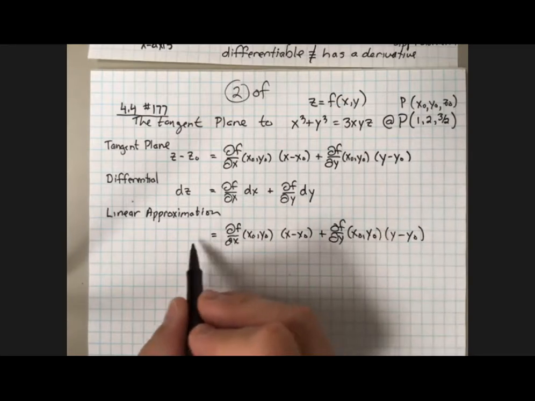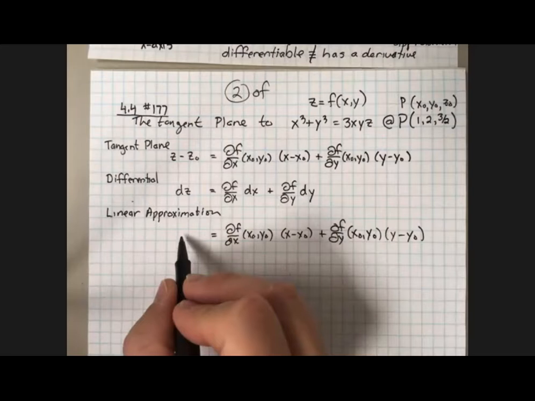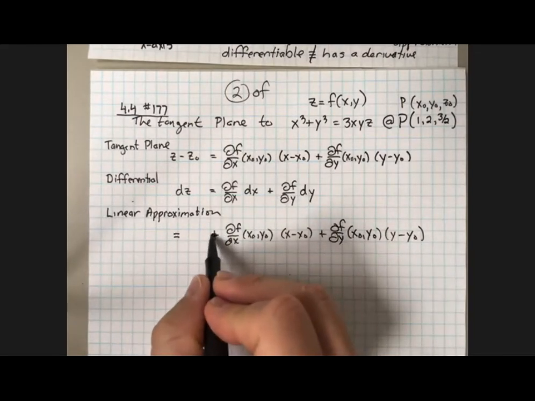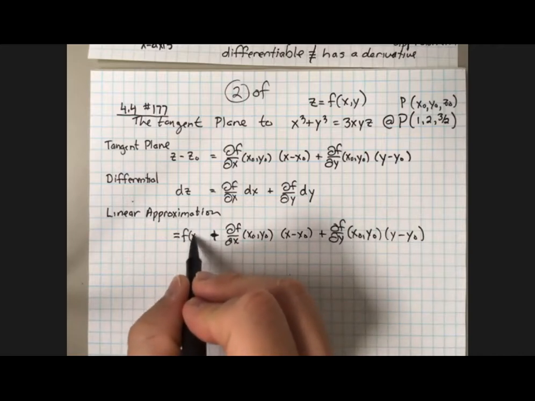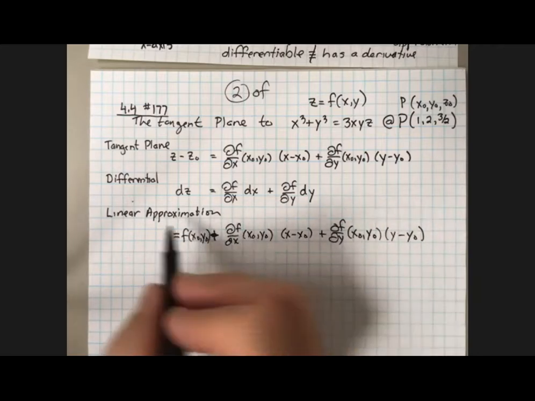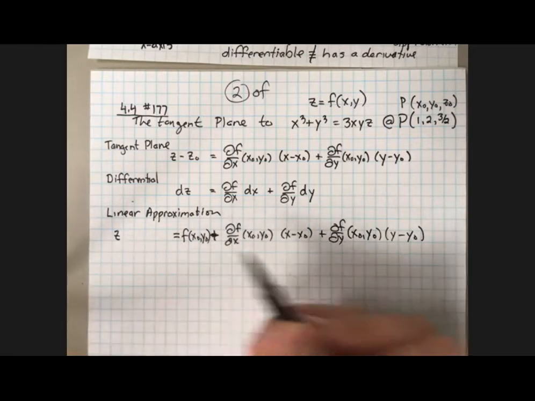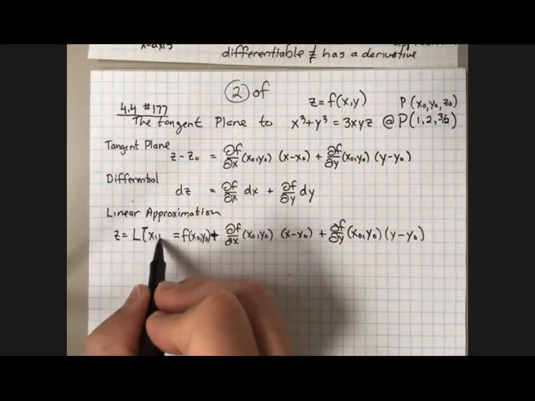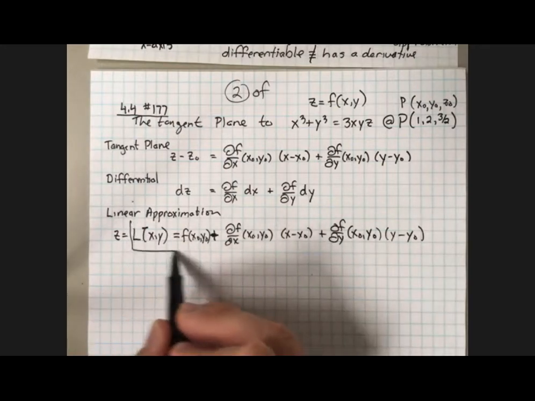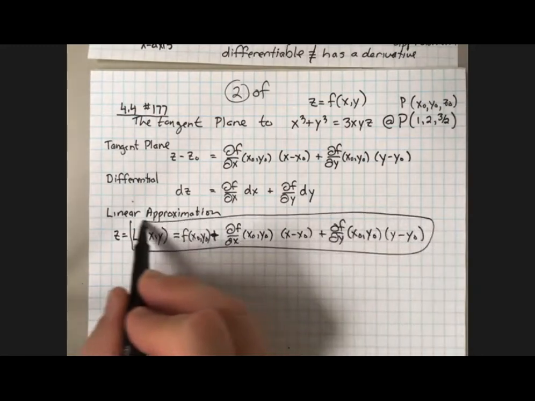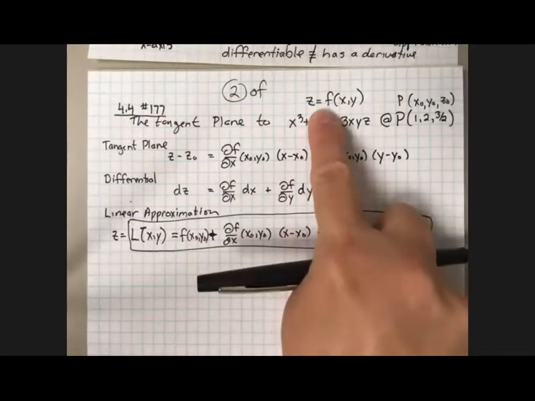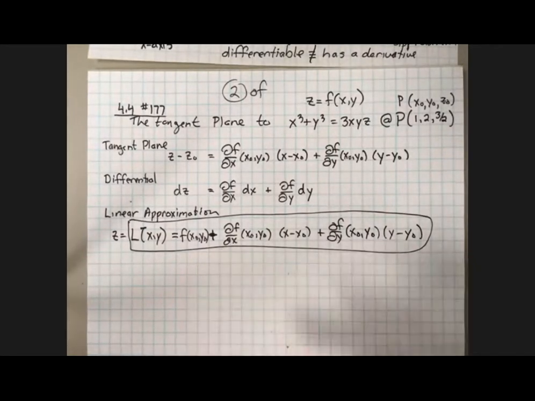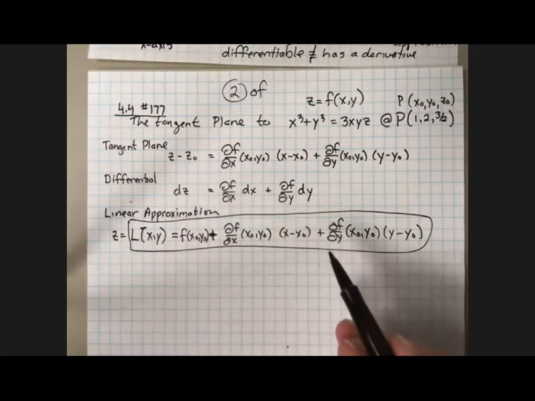and add to that side the z naught. So I put a new equation here, turn this into a plus sign, and say f of x naught, y naught, and that resulting object, z, which people usually call L of x comma y, that's called the linear approximation to the surface f of xy. This is a tangent plane. It's literally the tangent plane equation with the z naught written on the right.